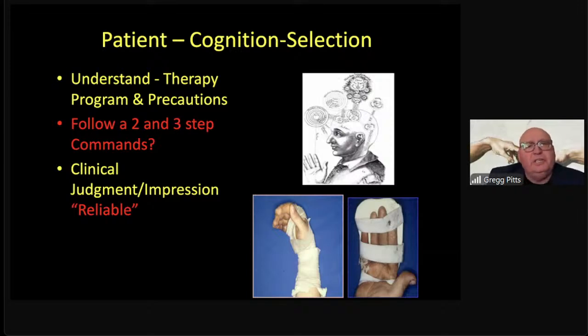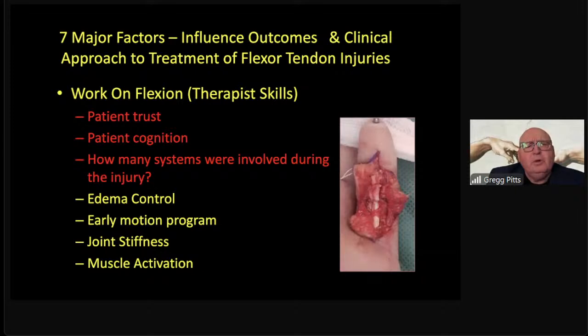So cognition, extremely important. The third one up, how many systems are involved with the injury? Was there bone involved? Was there loss of tendon length? Was there nerve injury? These things all play a huge role in how we splint them and how we treat them. And so we tend to think only about, okay, 6-strand repair of the tendon, but most of the time we see multiple systems injured. And we need to think about that as we're treating the patients.